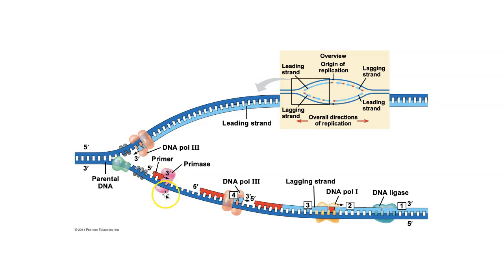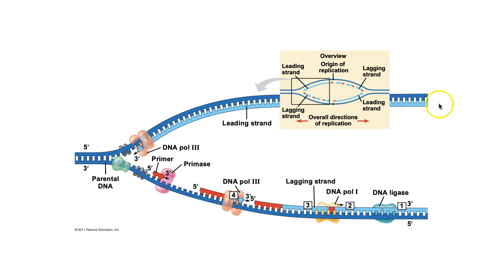The RNA primer needs to be placed onto the parent template DNA because our DNA polymerase 3 elongator can't start out of nothing. It can only start by adding on to something that's already there. The primase enzyme puts on a short 5 to 10 nucleotide RNA primer. Then DNA polymerase 3 can latch on to the primer and begin elongating it. Again, always in the 5' to 3' direction.